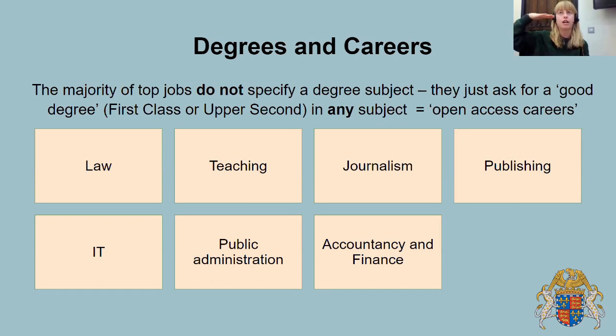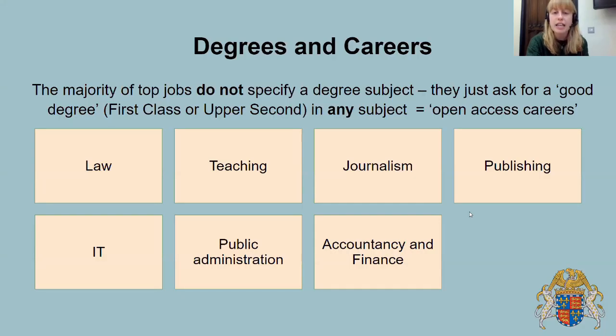You will also have, so you have upper second, you have lower second as well. And then you also have third class. So third class is between 40 and 50%, I believe. So these are open access careers. So things like publishing, finance, accountancy, public administration, IT, journalism, all of these ones we call open access careers.